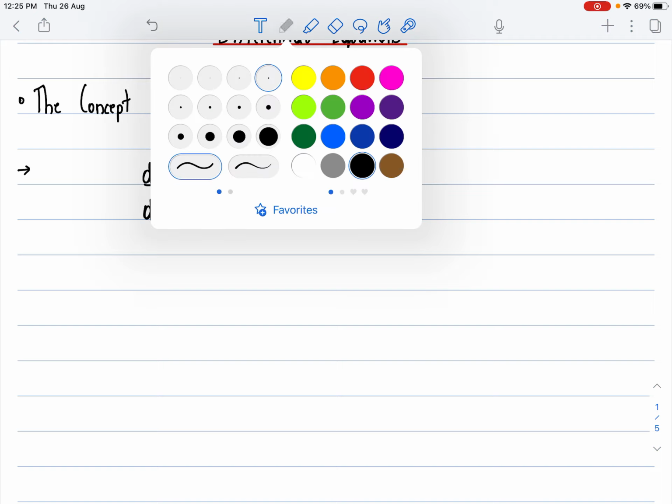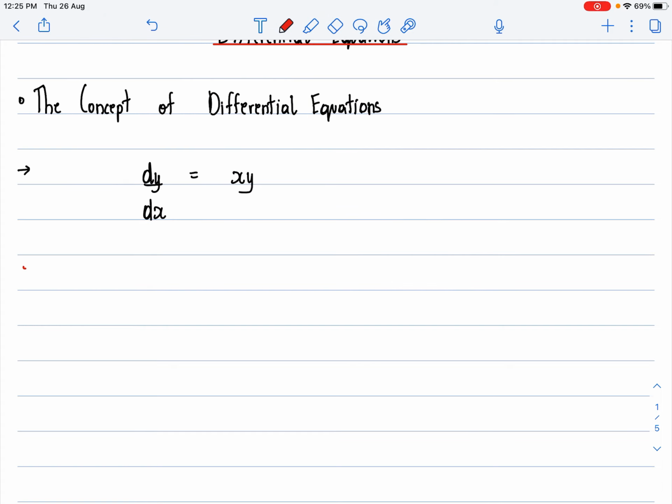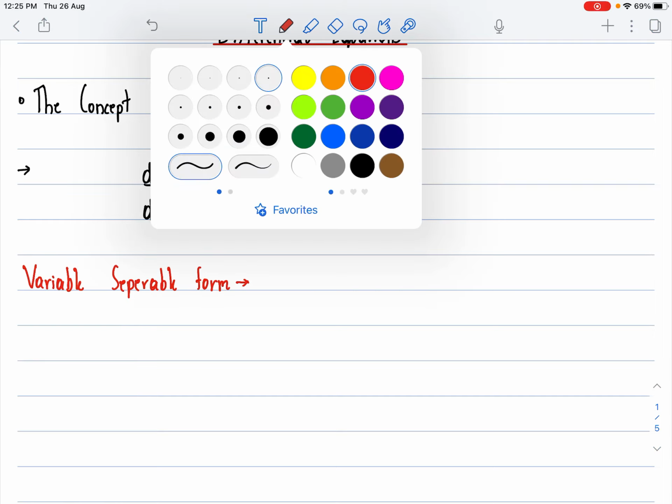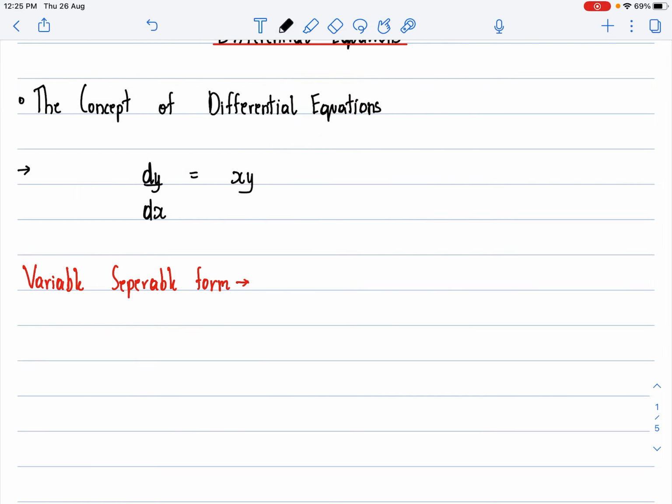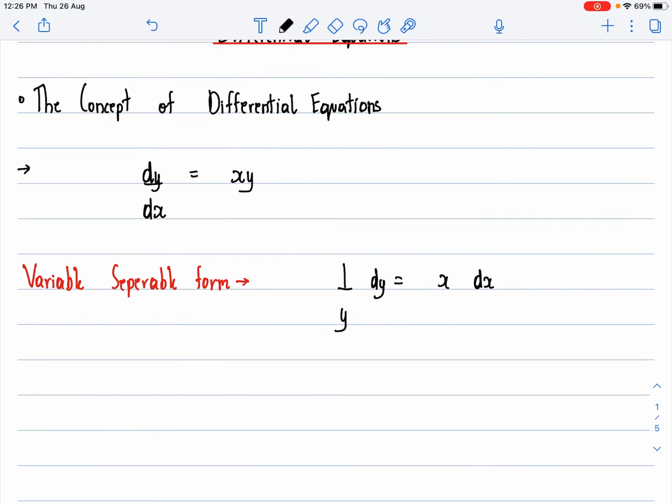What you need to know is, first, you need to get this into the variable separable form, where you keep your x's together and the y's together. So I can write this as 1 over y dy, which is equal to x into dx. Here, as you can see, the y's are together and the x's are together. Basic rearrangement. This is the variable separable form.